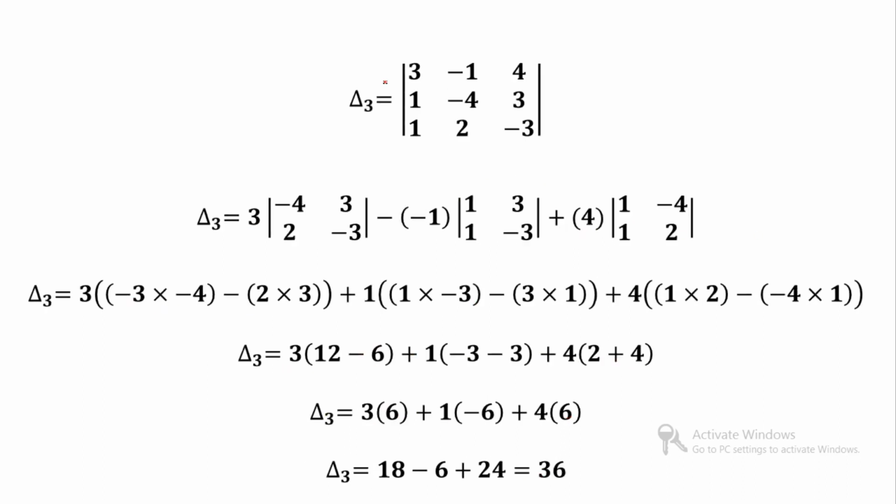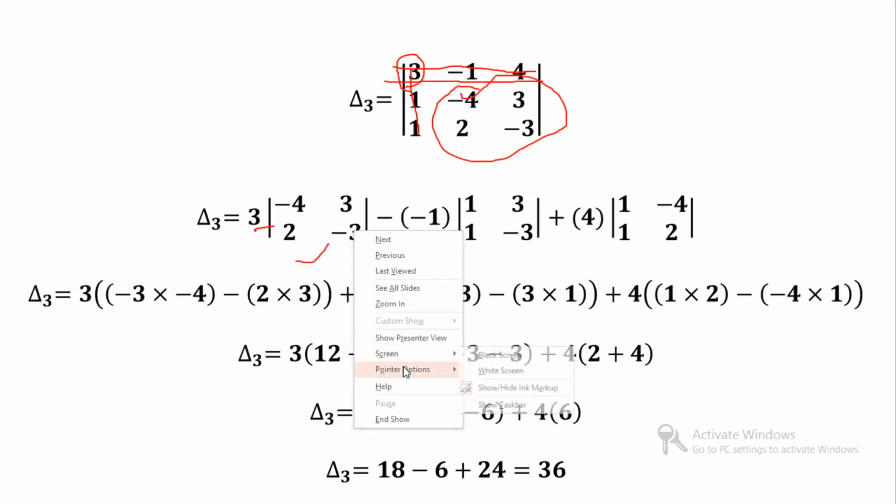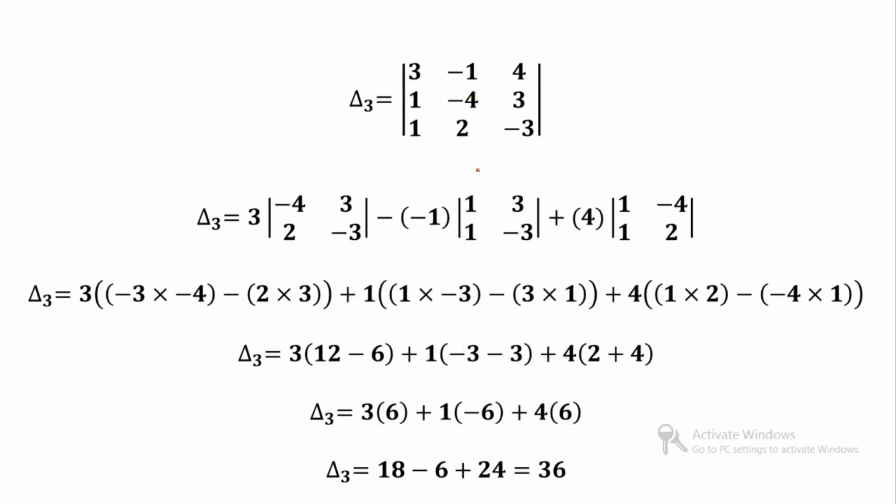Again for delta 3, we will consider the first row. I will consider this 3 as it is, and cancel out the row and column in which 3 is available. The remaining will be our 2 by 2 determinant, that is the minus 4 3, 2 minus 3. Again I will consider the second element, that is minus 1. This is the minus sign of the formula and this is minus 1. So I will cancel out the row and column in which minus 1 is available. The remaining will be our 2 by 2 determinant, that is the 1 3, 1 minus 3.